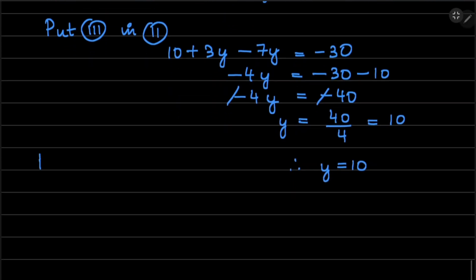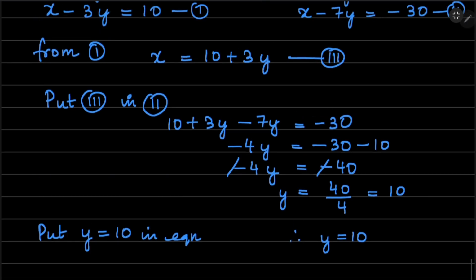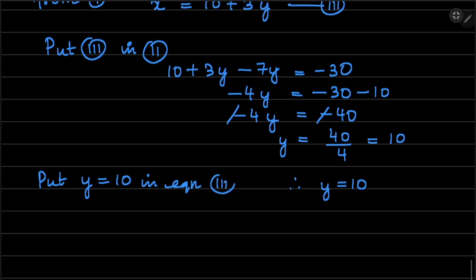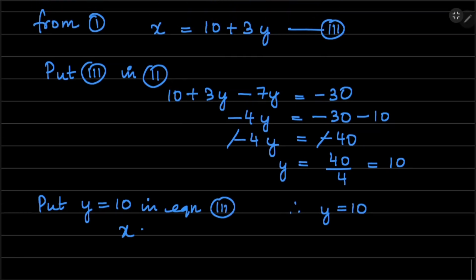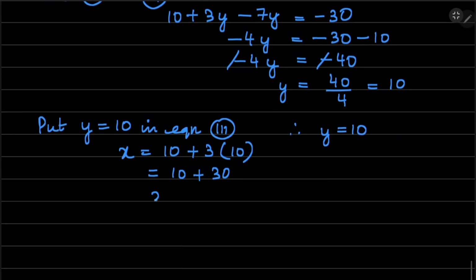And then you can just put y equal to 10 in your equation number 3. So what do you get? x is nothing but 10 plus 3 times y, y is 10. So 10 plus 30, which is x equal to 40. Okay.